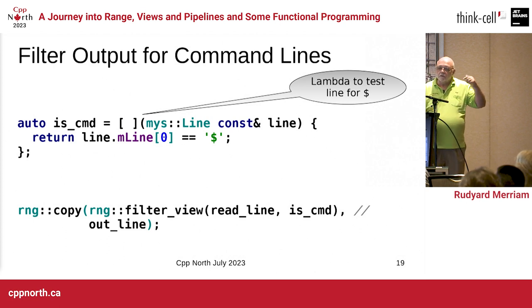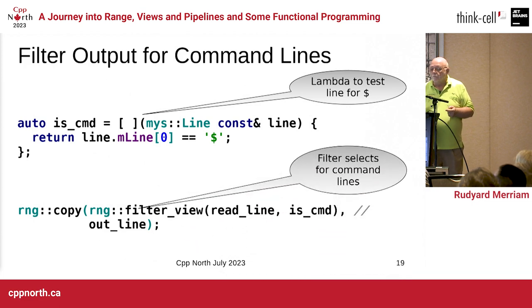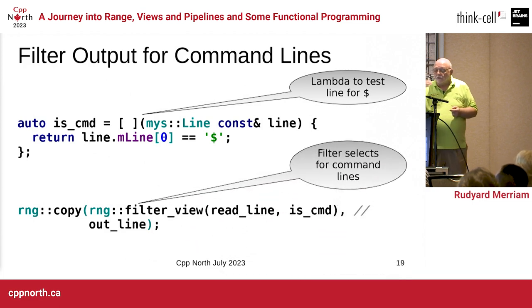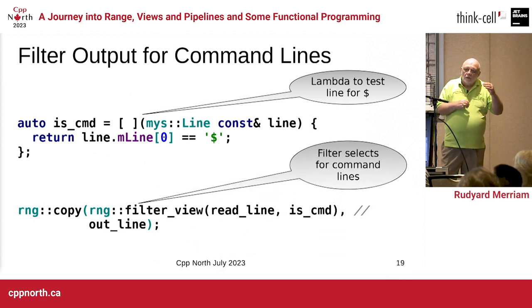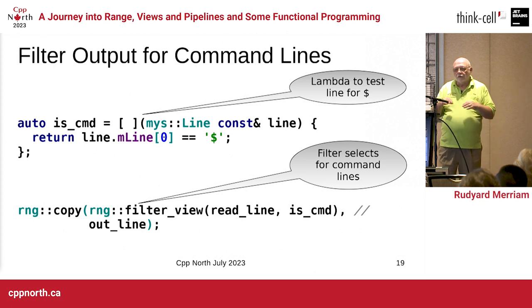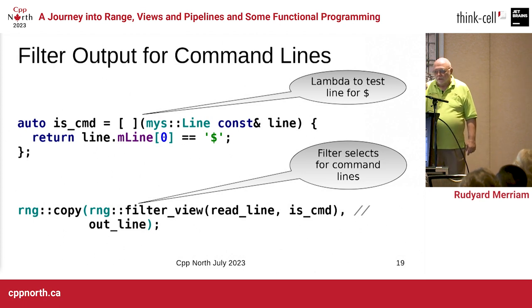And we use a new algorithm out of the ranges library called filter view. And filter view, if the lambda returns true, passes the line on to copy. If it's not, it says, nope, that doesn't work. Give me the next line. So filter view does exactly what it says. It filters based on the predicate that's passed into it. In this case, is command.